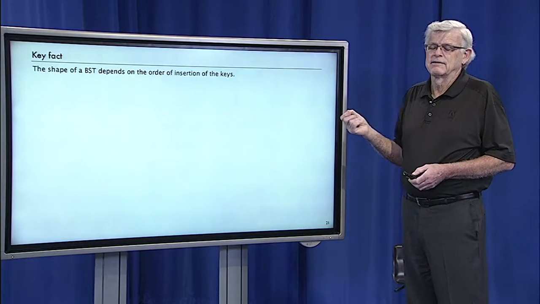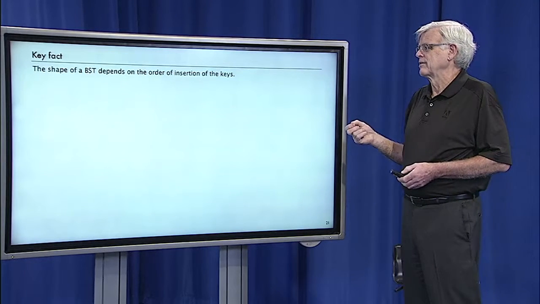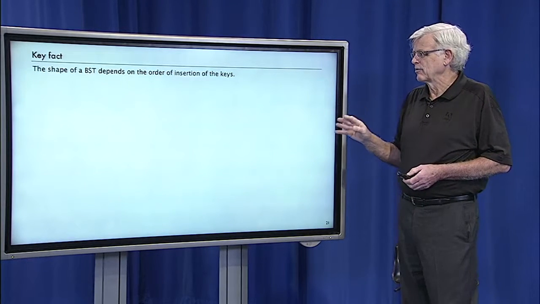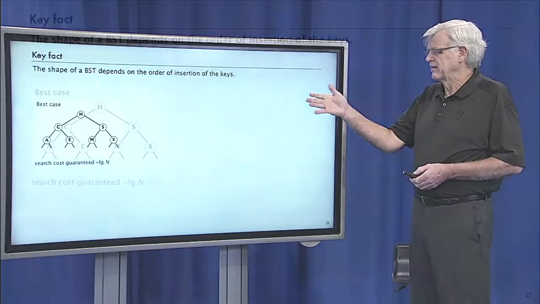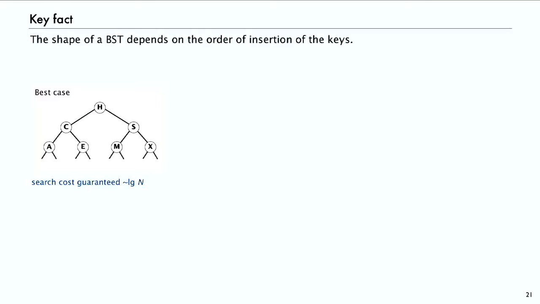Now the key fact that we have to worry about in doing this analysis is that the shape of a binary search tree depends on the order of insertion of the keys. So the best thing that could happen would be the keys are inserted in such a way that the tree is perfectly balanced. That's like the tree that described merge sort that we looked at in the first lecture. The height of that tree is log n, and in that case, all searches are going to be guaranteed to take less than log n key comparisons, say.